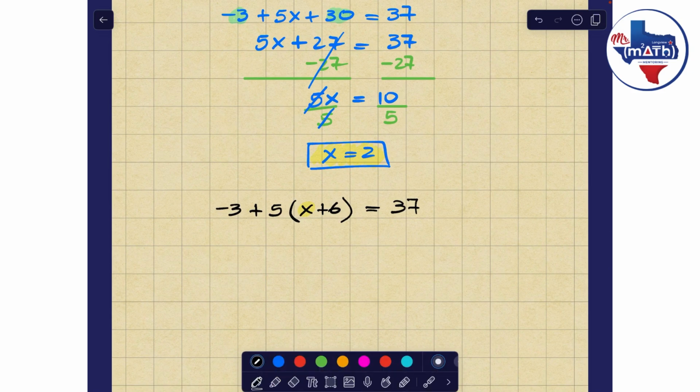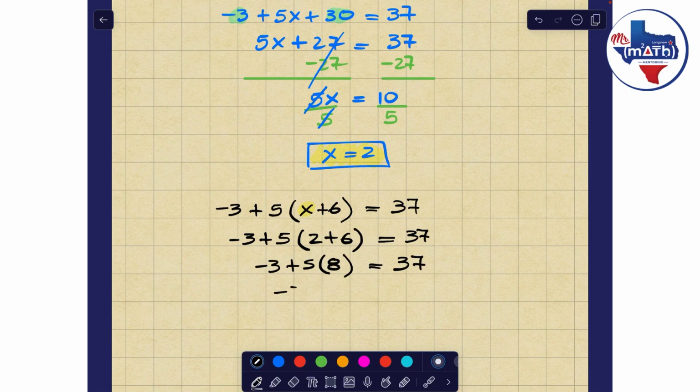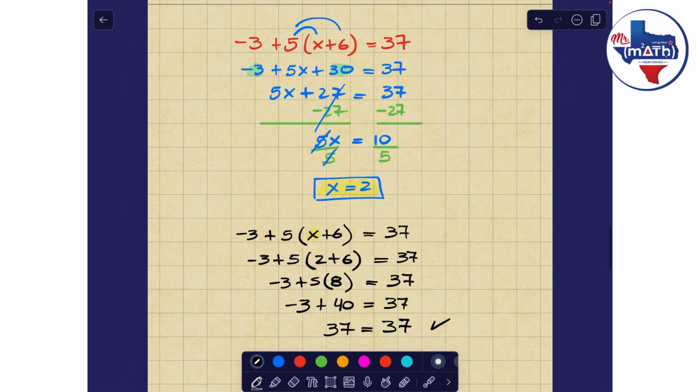So we'll have -3 plus 5 times (2 plus 6) equals 37, which is -3 plus 5 times 8 equals 37. 5 times 8 is 40, so -3 plus 40 equals 37. And -3 plus 40 is 37, so 37 equals 37, which is correct. Okay, that confirms that x equals 2 is the solution.